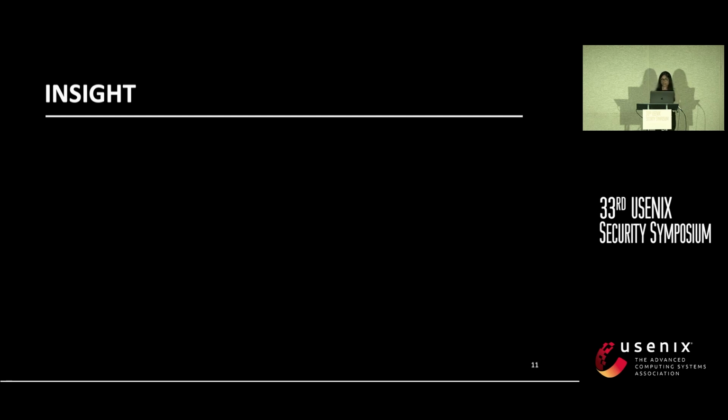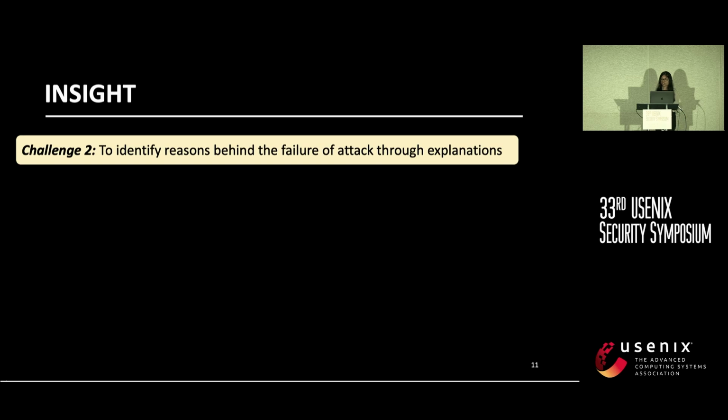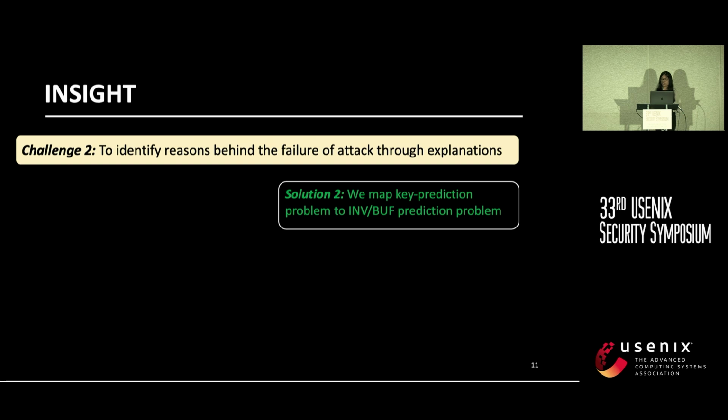GNN Explainer provides the explanations behind the predictions of the GNN. Now, how do we identify the exact reasons behind the failure of the attack through these explanations? We analyze the explanations and observe that the key prediction problem can be mapped to an inverter buffer prediction problem.